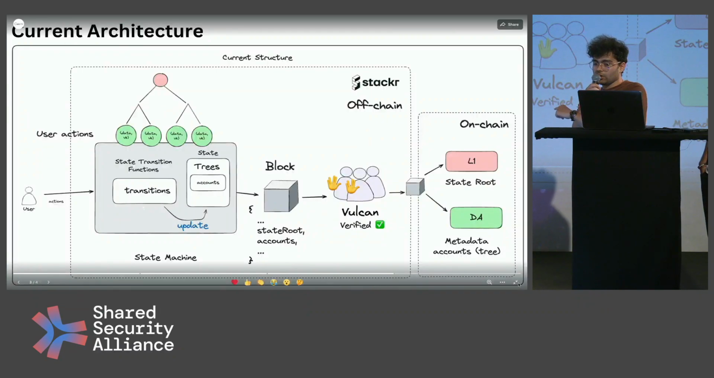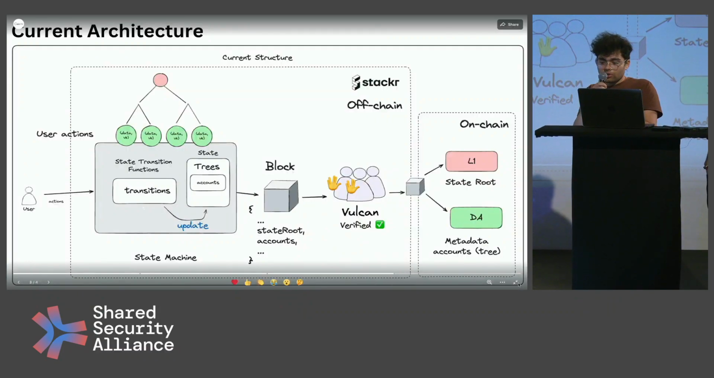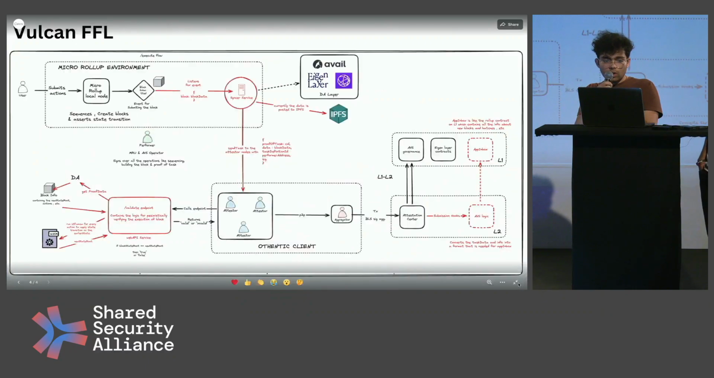Now, Vulcan is the layer which verifies them and does the job of re-execution. In our case, currently it's a single node run by our team, but we want to put it on AVS to attain and use shared security. At the end, everything is posted on chain, so the state root on L1 in the rollup contract and the data on DA. So yeah, now this is what we built during the hackathon.